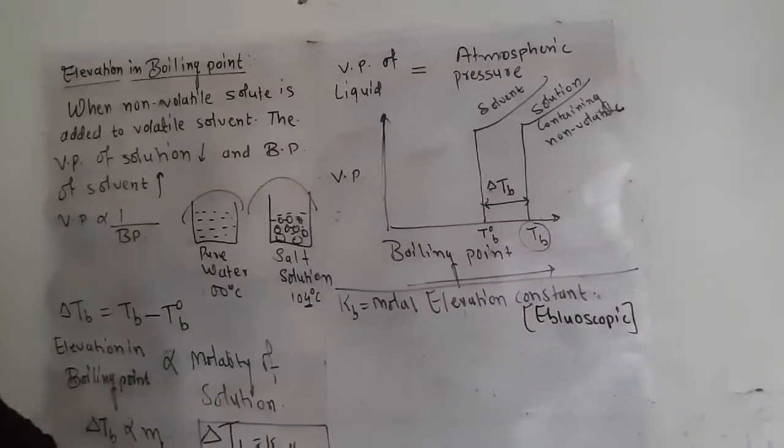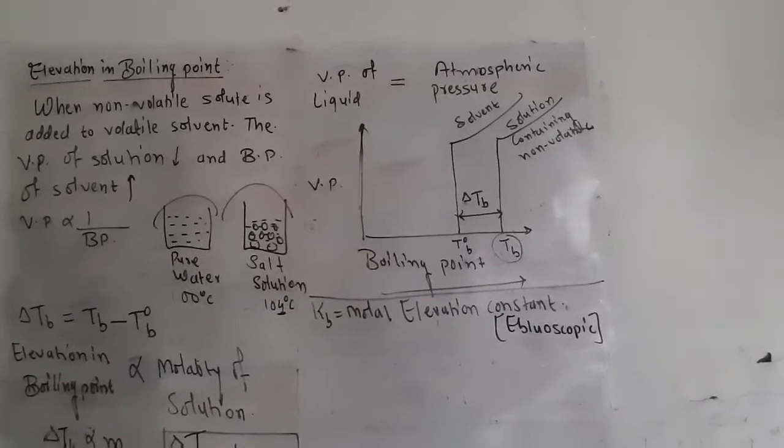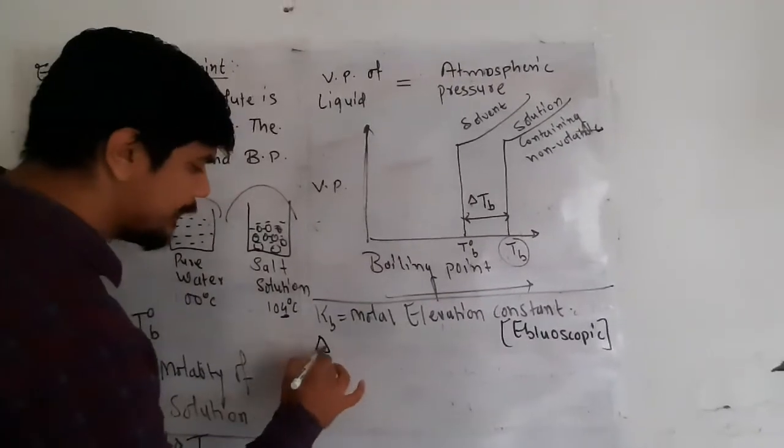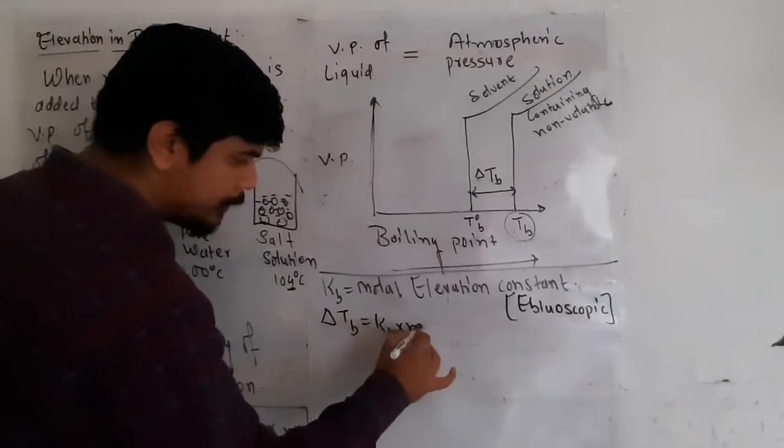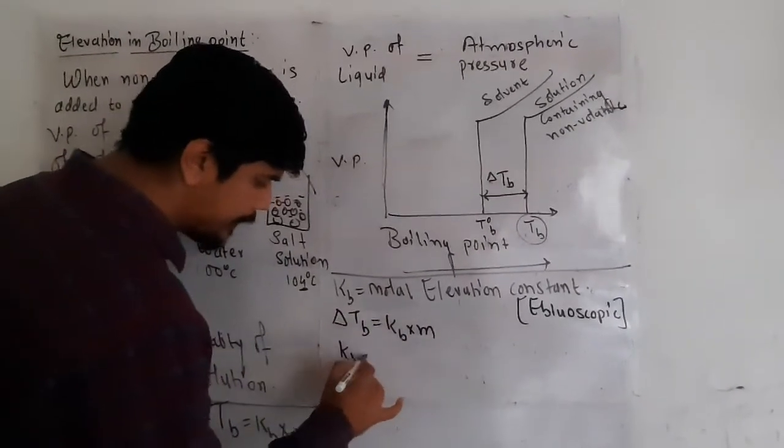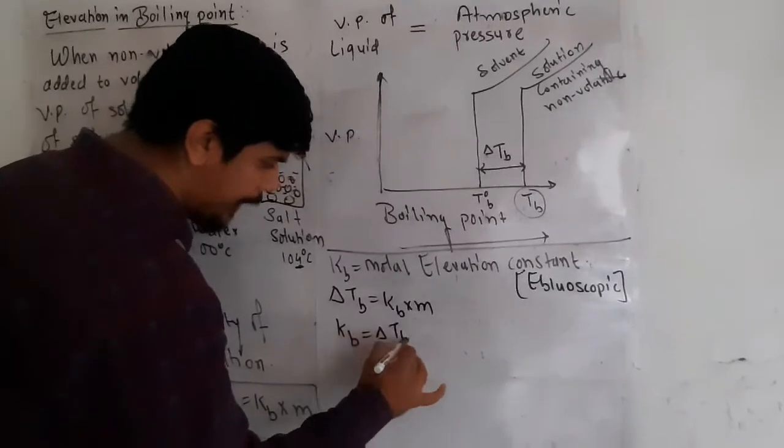How will you define this molal elevation constant? You can write delta TB is equal to KB into m. So we can write KB is equal to delta TB upon m.